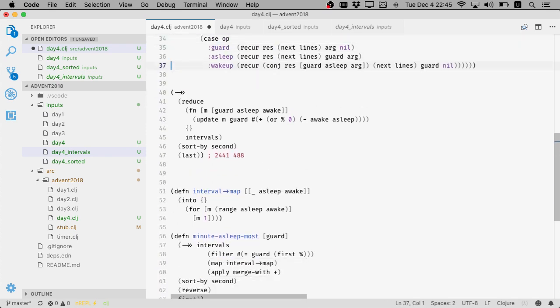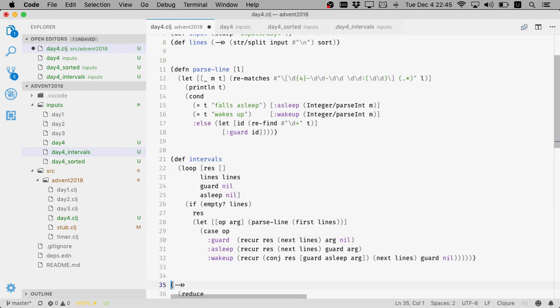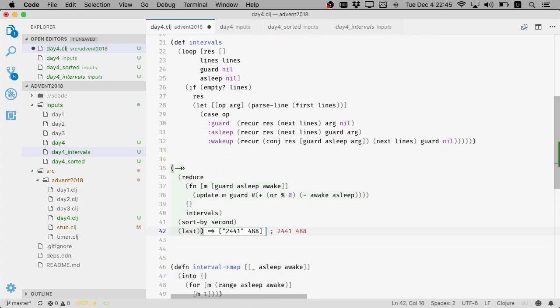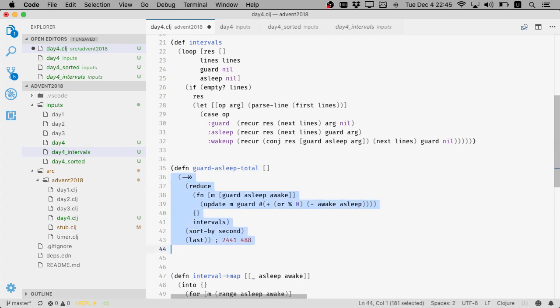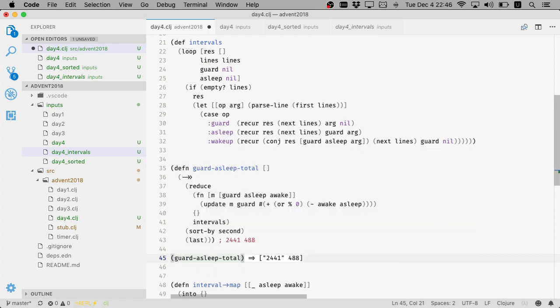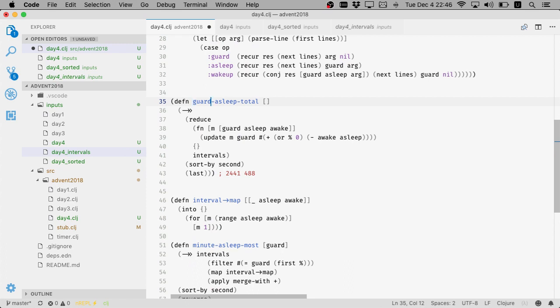So I need to figure out how to represent this interval. So this one basically, I already forgot what it does. So it finds guard asleep total, right? So something like that. Guard asleep total is this is guard ID, right? And min amount of minute. Okay, let's rename this guard sleep total and return just this map.